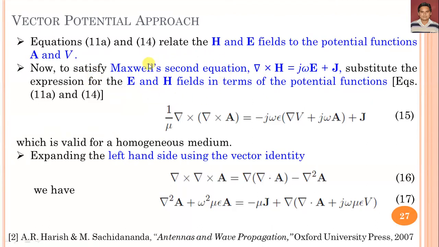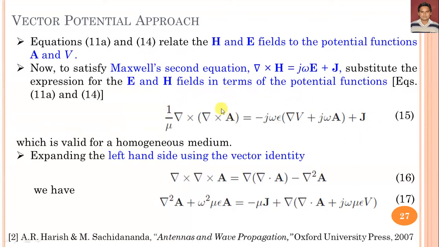Now to satisfy Maxwell's second equation, del cross H is equal to j omega epsilon E plus J, substitute the expression for the E and H fields in terms of the potential functions. By considering equations 11a and 14, we can write the expression 1 by mu del cross A equal to j omega epsilon times minus del V minus j omega A, plus J. We are directly putting the expressions of H and E into Maxwell's second equation. Then we get the expression 15, and this expression is valid for a homogeneous medium only.